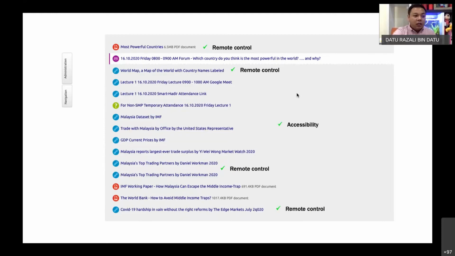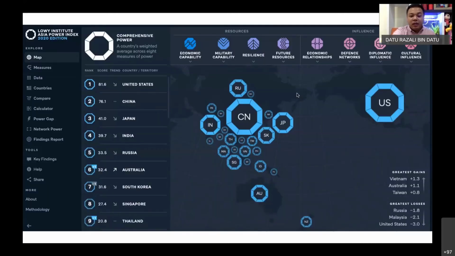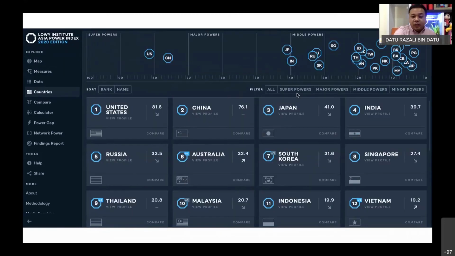So again, the keyword of today's topic is accessibility, so that learning is ubiquitous to the students' learning process itself. These are some of the examples, some of the links that we provided for the students based on the power index of nations. If you look at Malaysia, we are currently listed number 10 on this live stats of the power nations run by the Lowy Institute Asia Power Index.